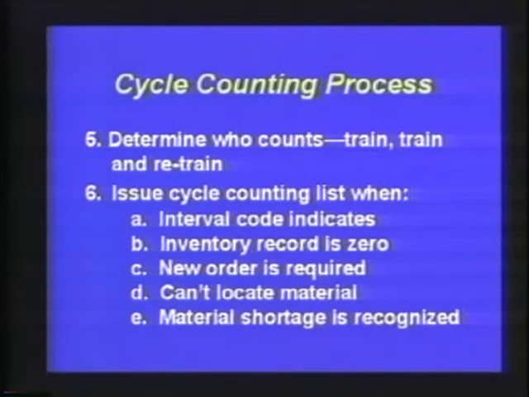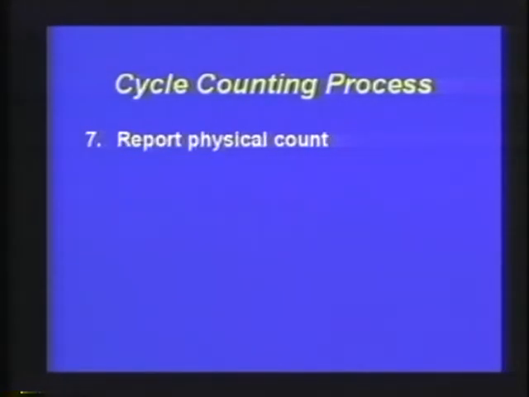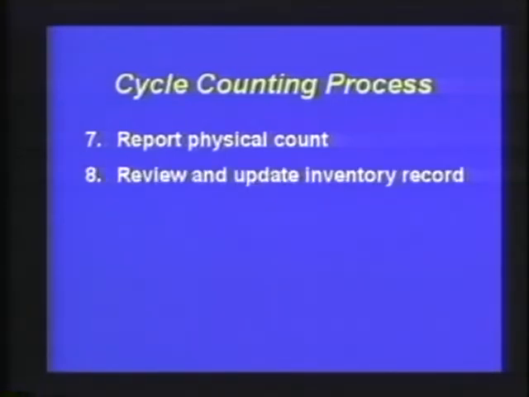Item number E pertains to when a material shortage is recognized. Go to the bin and determine is the bin on hand actual. Now items 6B through E are just another way to support cycle counting. They do not replace the cycle counting program. They support it. Now we have the report, the physical count that's recorded on the cycle count form. We review that and update that against the inventory record.